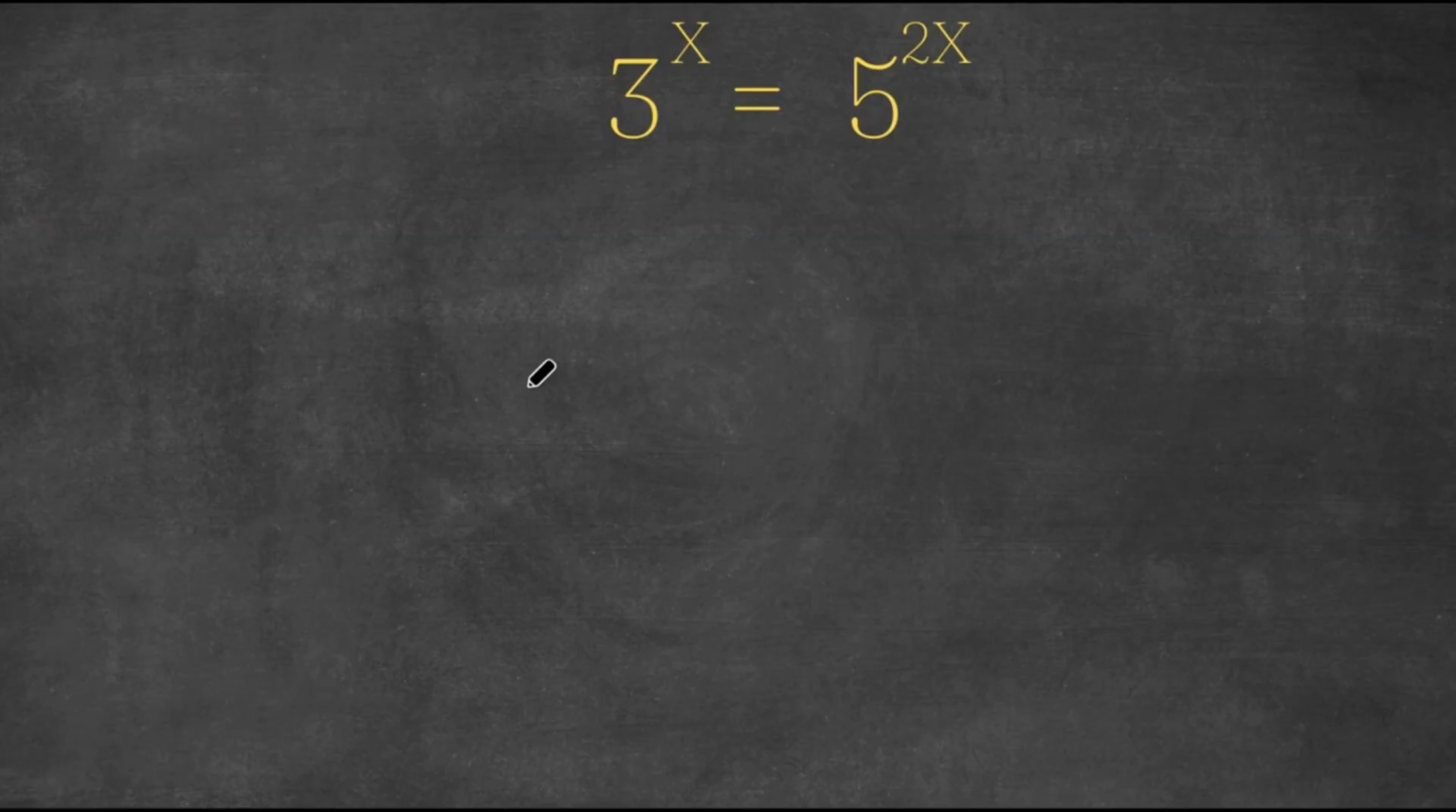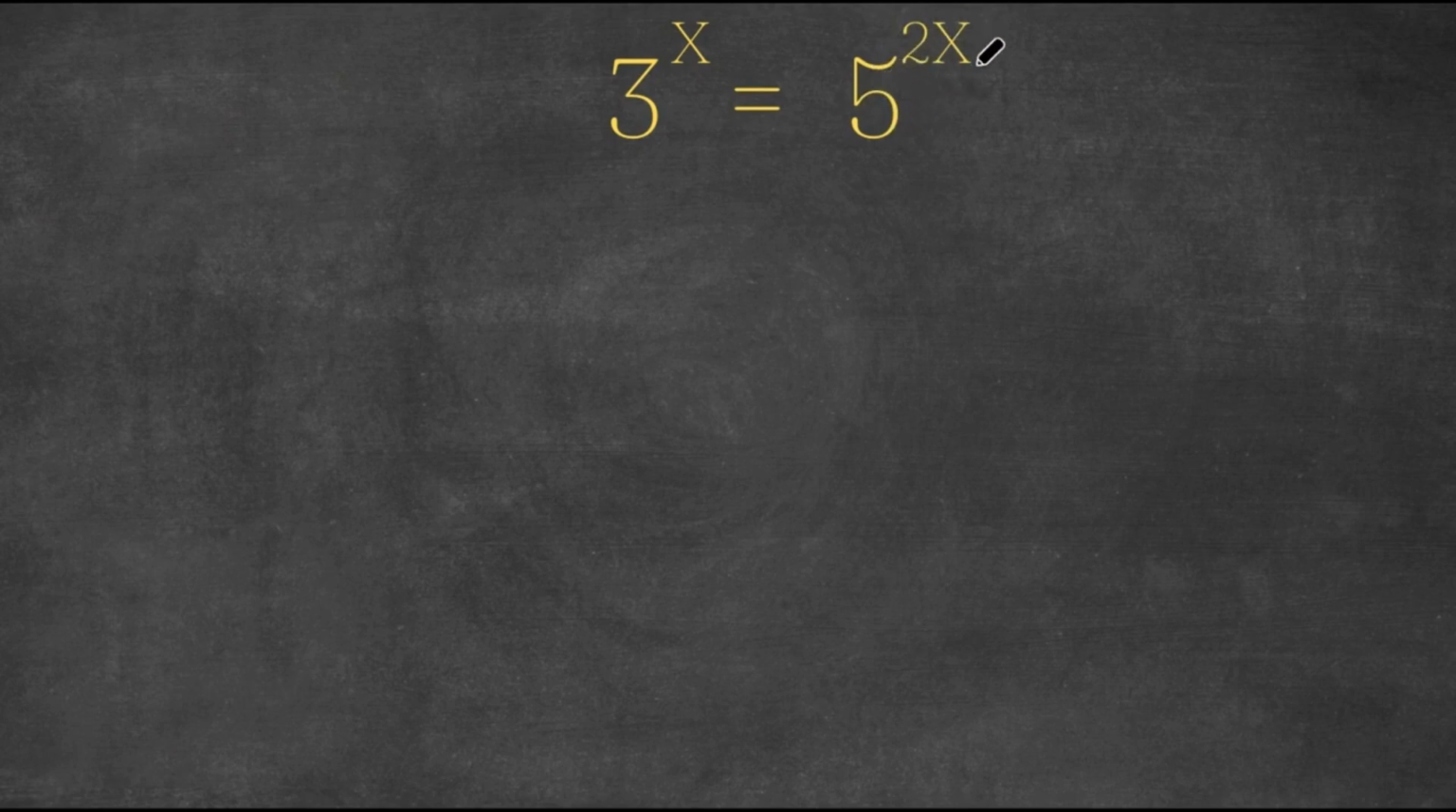Guys, welcome back to Click Academics. In today's video, I'm going to be teaching you guys how to solve this exponential equation. So we have 3 to the power of x equals 5 to the power of 2x. And what we're first going to do is simplify this right-hand side of it.